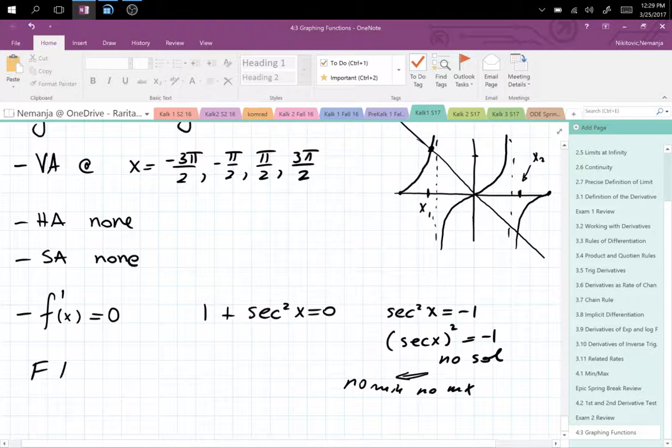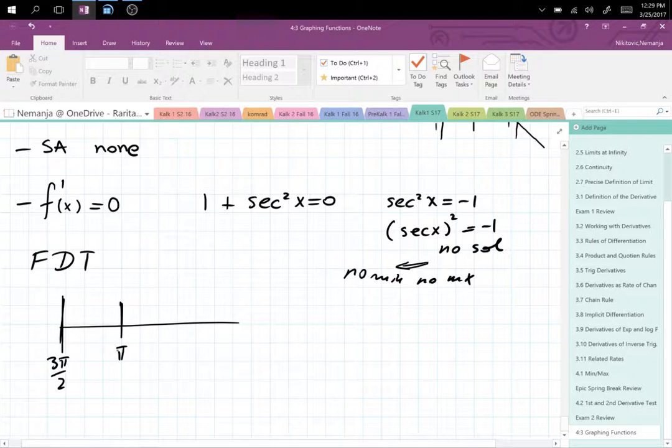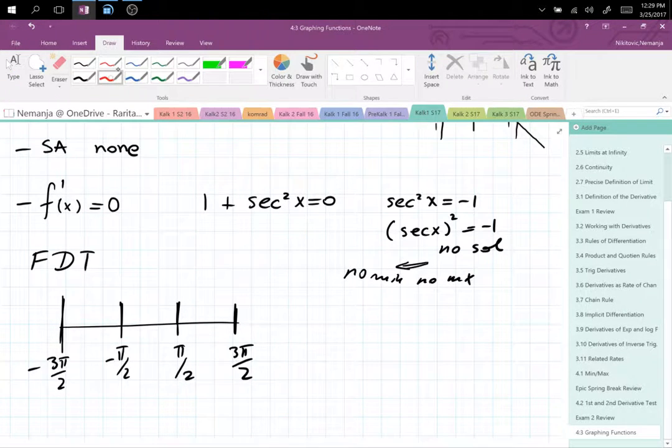We can still do the first derivative test because we have a lot of partitioning happening here because of the vertical asymptotes. You have the end one, 3 pi over 2, then you have the pi over 2, then, sorry, negatives. And then you have the positive ones. So now you pick values in between. I'm going to pick negative pi, 0, and pi because I'm simple. If you like pain, obviously you will pick something terrible. And we compute these at the derivative.